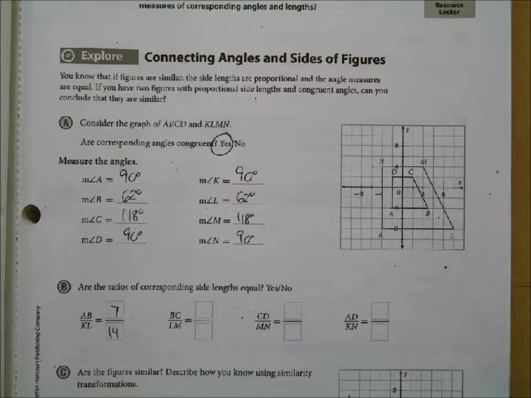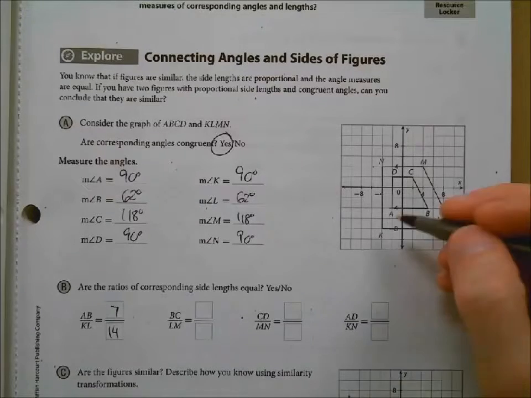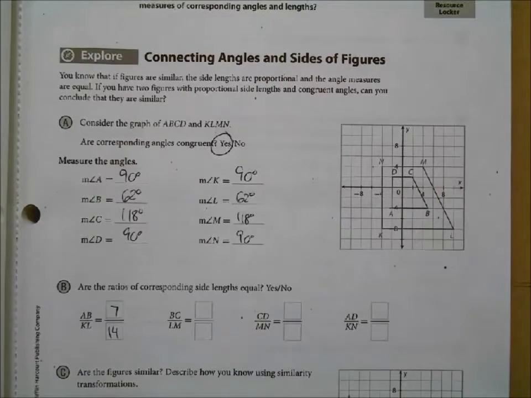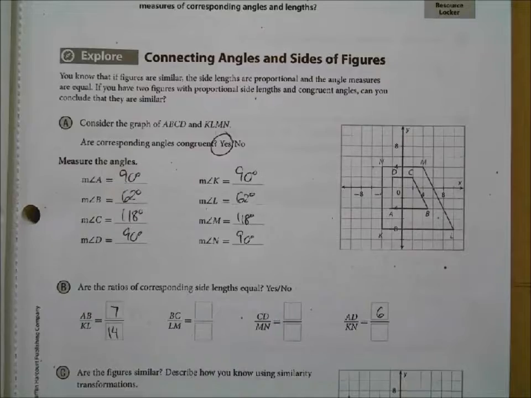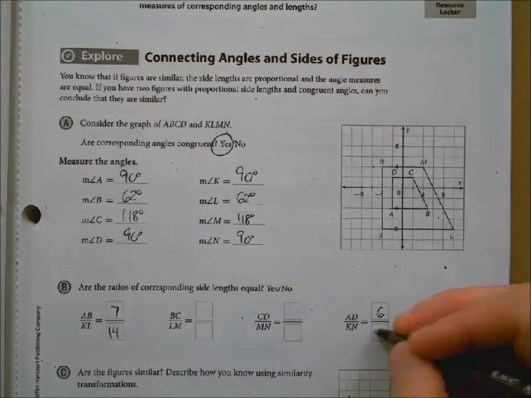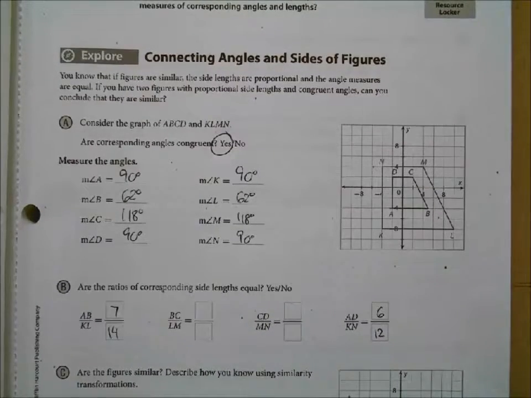Let's do another easy one. How about AD? What is AD's length? 6. Okay, what is KN's length? 12. Good. All right, let's do another easy one. How about CD? What's its length? 4. And MN's length? 8. What about BC's length? How would we determine BC's length?